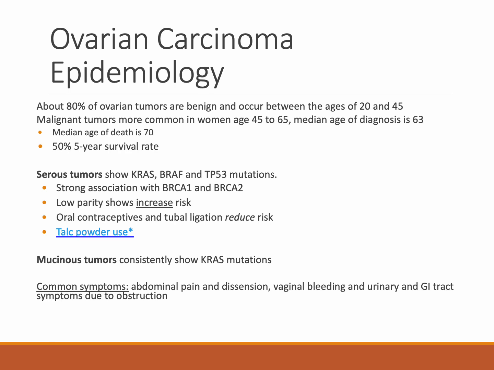Typically with these, the common symptoms are abdominal pain and distension. I don't know why I said dissension. They just argue with everybody. You'll see vaginal bleeding, urinary and GI tract obstruction.